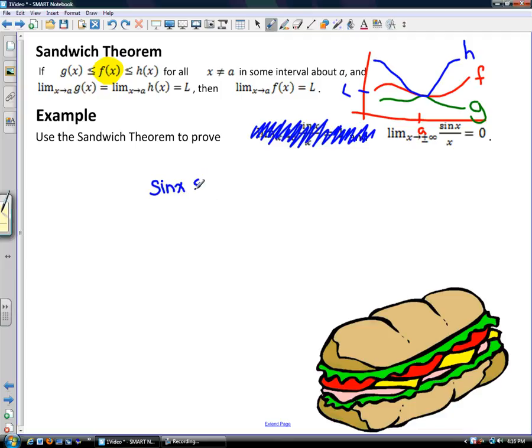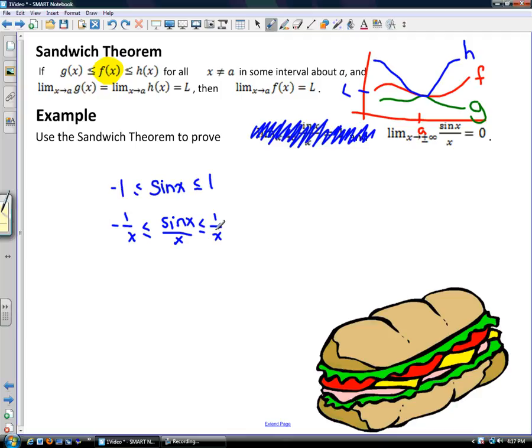What do we already know about sine of x? Sine of x is always between -1 and 1. Sine and cosine are both always between -1 and 1 inclusive. What I want to do is make it so that I have sine of x over x in the middle here, and then say what it's between. So in order to make that sine of x over x, I divide everything by x. So I get -1 over x is less than or equal to sine of x over x, which is less than or equal to 1 over x.